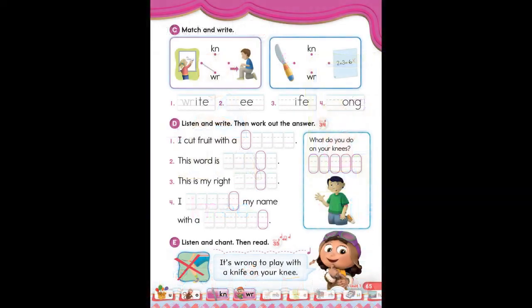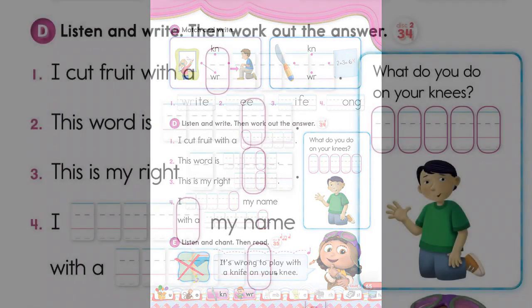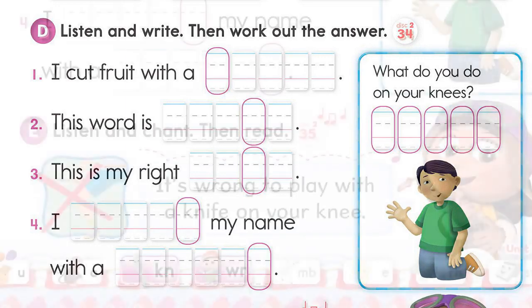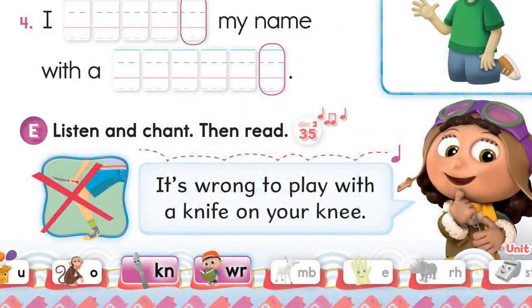Page 65. D. Listen and write. Then work out the answer. 1. I cut fruit with a knife. 2. This word is wrong. 3. This is my right knee. 4. I write my name with a pencil. Page 65. E. Listen and chant. Then read.